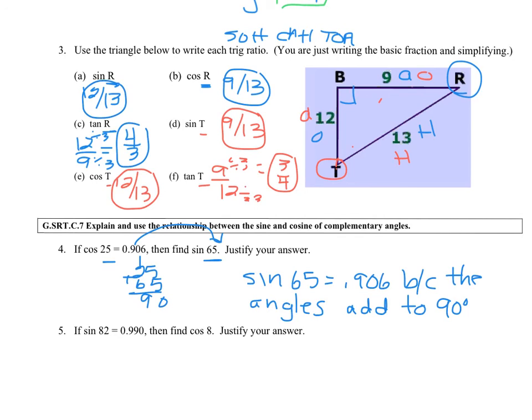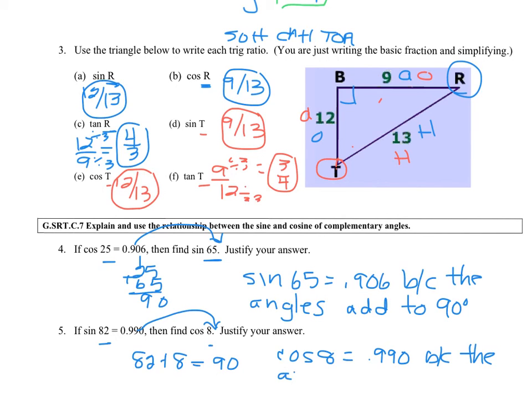And so I'm going to do the same thing. I'm going to do 82 and 8. Do those add up to 90? Yes, they do. I'm writing very badly. 82 and 8 do indeed equal 90. Therefore, my same answer applies for cosine of 8. So the cosine of 8 equals 0.990 because the angles add up to 90 degrees.